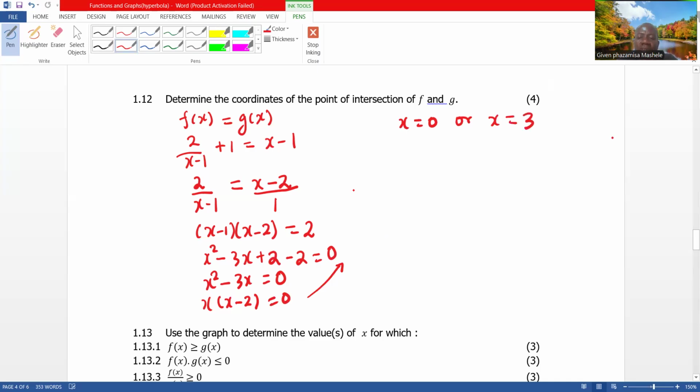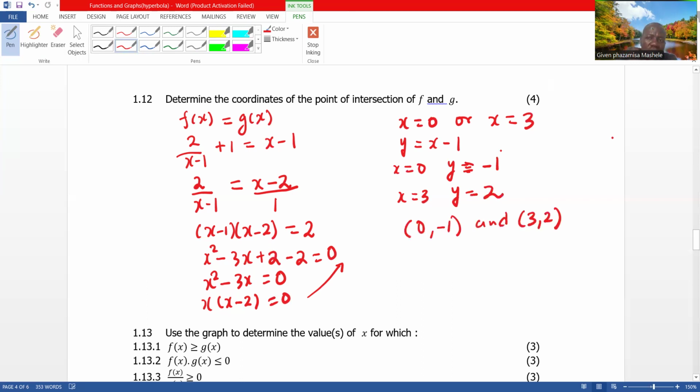But by the way, we want to know the coordinates. So we choose any between g and f. Let's just use g, since we have y equals x minus 1 is the g. If x is 0, what is the y value? Where there is x, we put 0. 0 minus 1, this will give us a value of negative 1. And when x is 3, where there is x, we substitute by 3. 3 minus 1, this will give us 2. So it means the first coordinate is 0 and negative 1. And the other one is 3 and 2. So already we got the coordinates for both the 2 points.